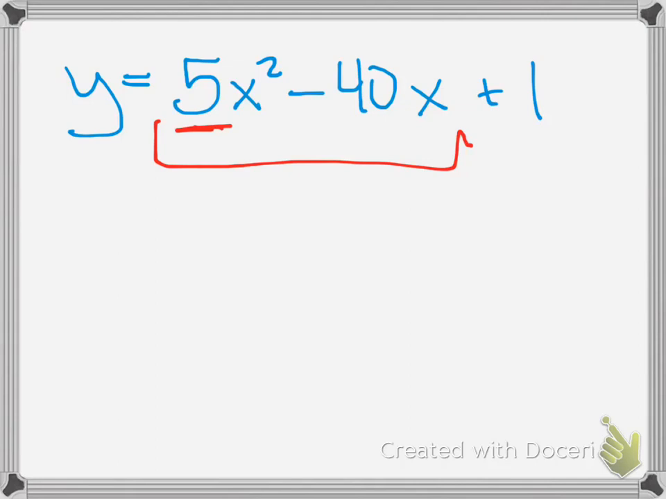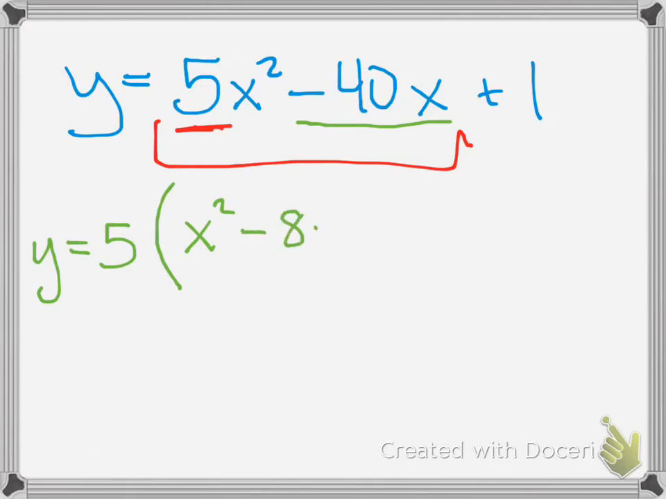So when we factor out the 5, we're going to get y is equal to 5, and then I'm factoring that out, so 5 times x squared gives me 5x squared, and then I have to take that negative 40x and divide by 5 to give me negative 8x. And then I'm going to leave some space for the process of completing the square because I've done the factoring. The 1 I'm not going to factor anything out of. I'm just going to move it off to the side here outside the parentheses, which we'll deal with later.